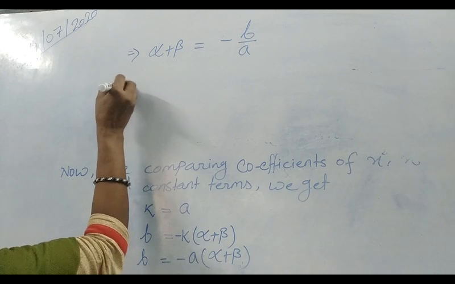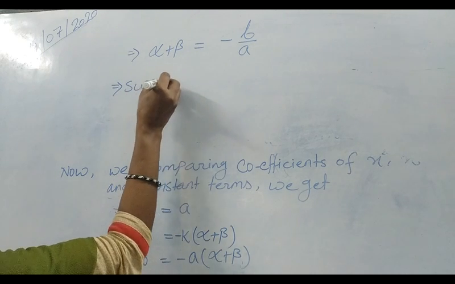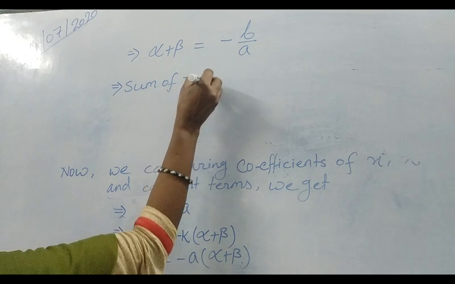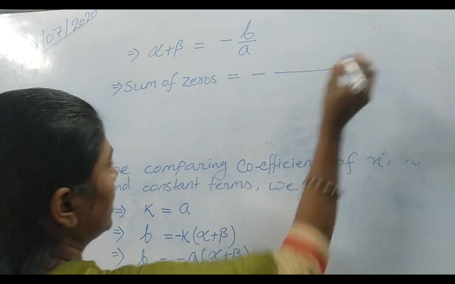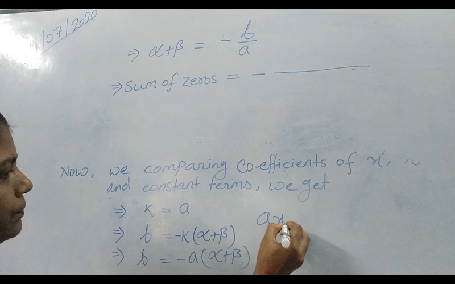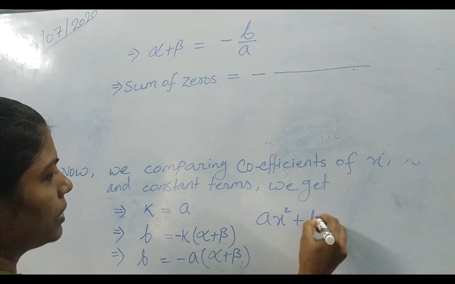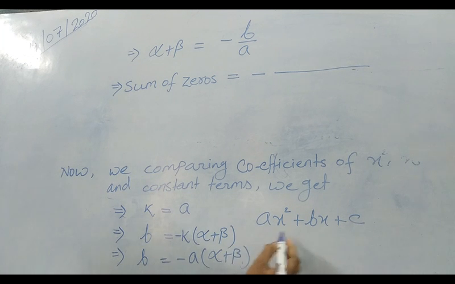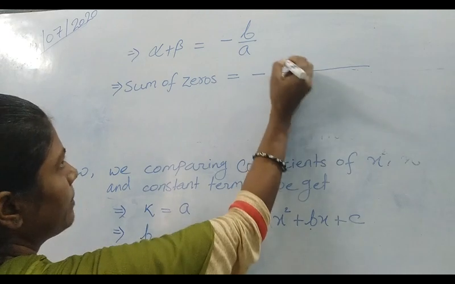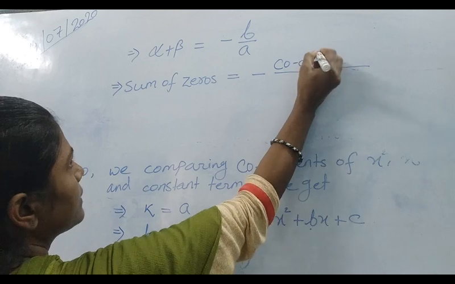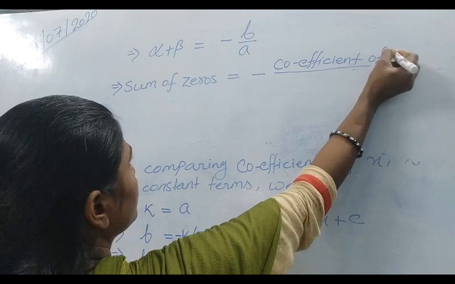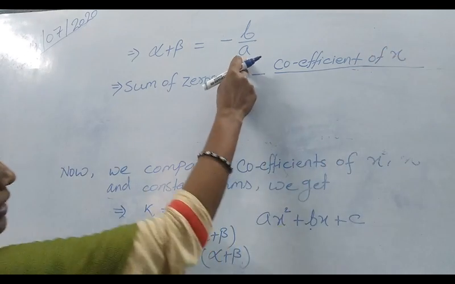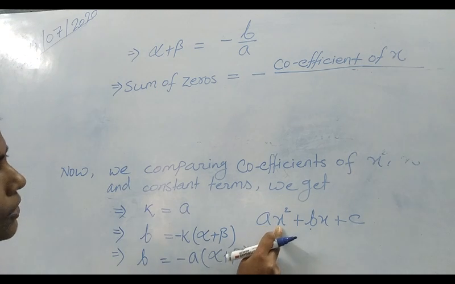Now this alpha plus beta is written as sum of zeros and minus, just look here, when you look at the general form of quadratic polynomial, then you can find that b is the coefficient of x. So here we write in place of b coefficient of x. And just look here, what is a? A stands for coefficient of x square.